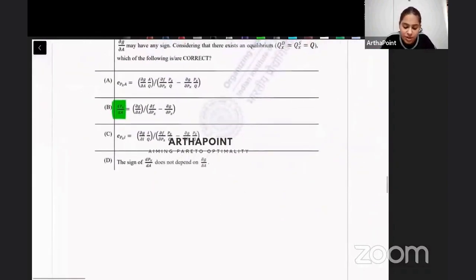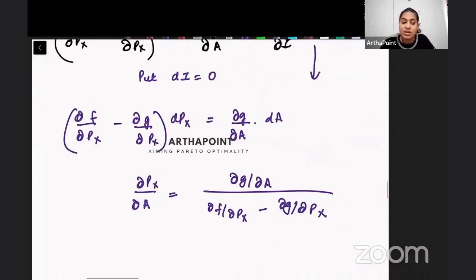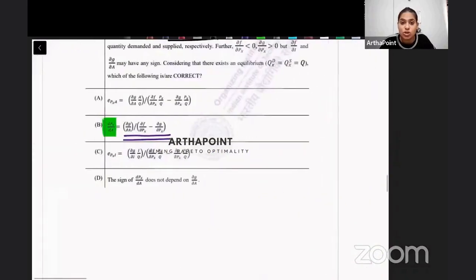That means this one. So do you think that it's the same thing? It is. If you see, numerator is del G by del A and denominator is del F by del Px minus del G by del Px, which means that we have gone ahead and we have got the same answer. So this is exactly matching the scenario. So this is the correct thing.